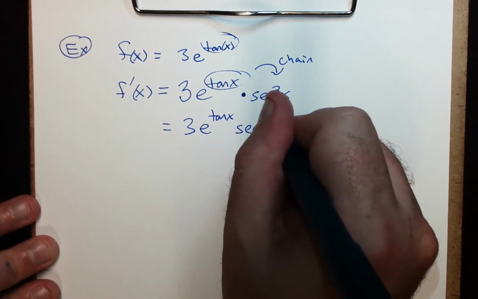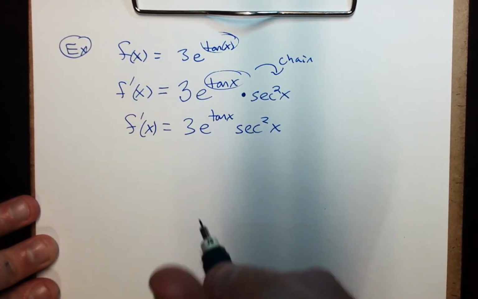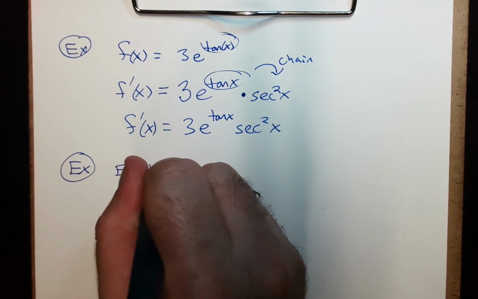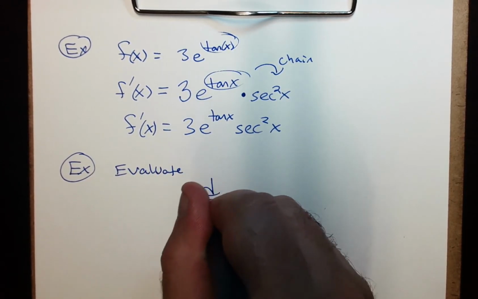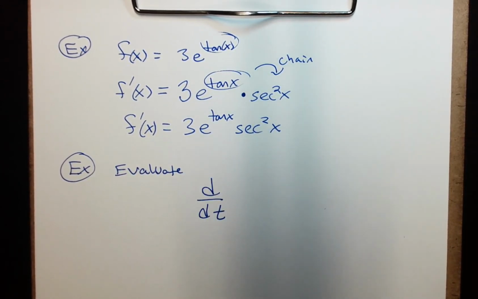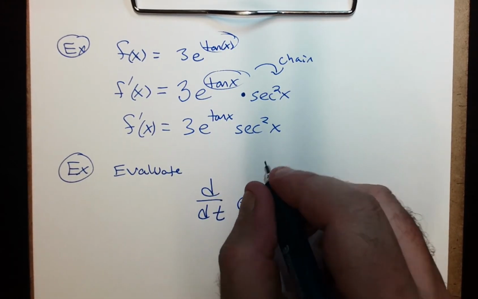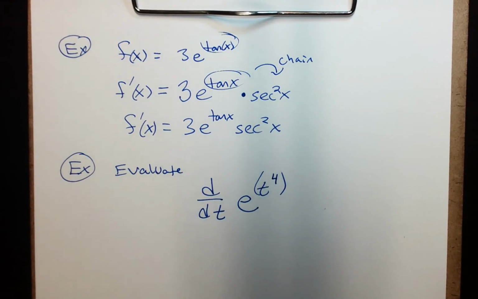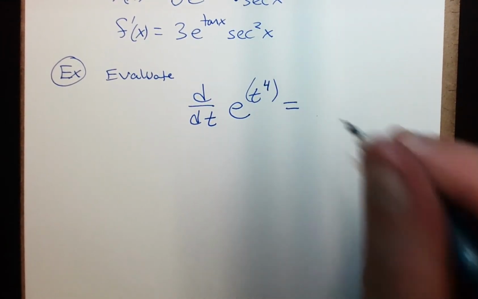So your chain rule part is, what's the derivative of tangent x? Answer, secant squared x. So you get 3e to the tan x secant squared x. That's your derivative. Okay? So you need to be able to do the chain rule with e to the x.